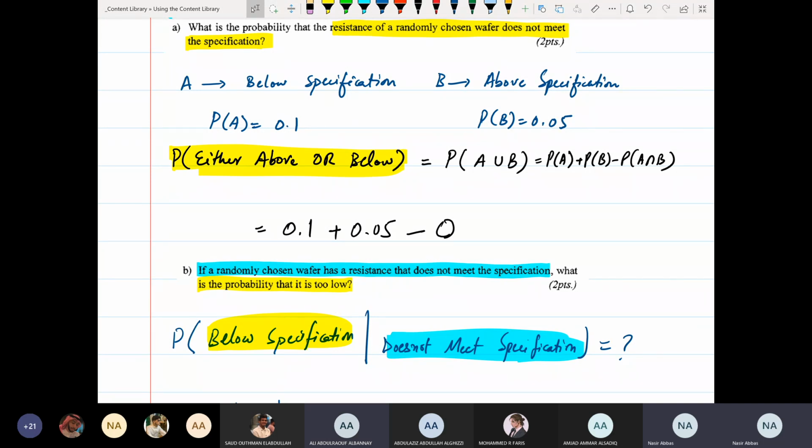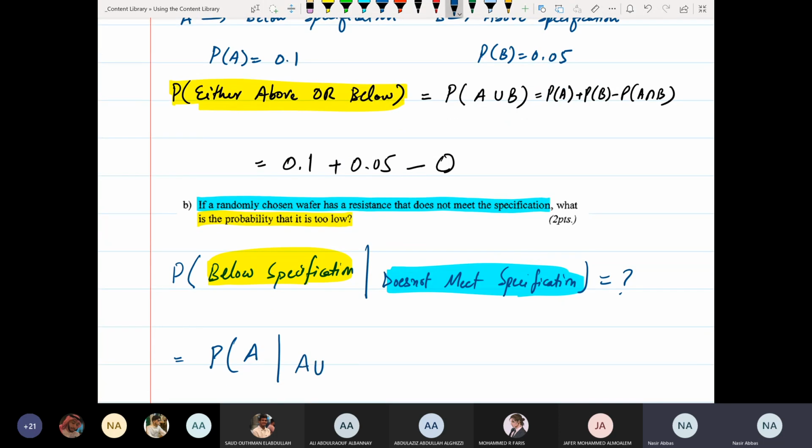We have another opinion. Abdul Aziz. Does not meet the specification. Is it union or intersection? Union. Jafar, I agree with him. Yes, it is union, because does not meet specification means either low or high. In both cases, it does not meet specification. So it is A union B. This is what is required.